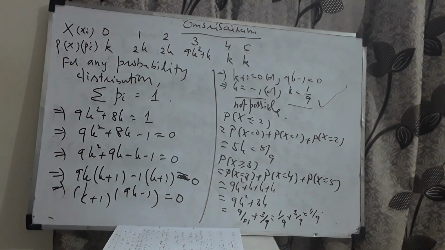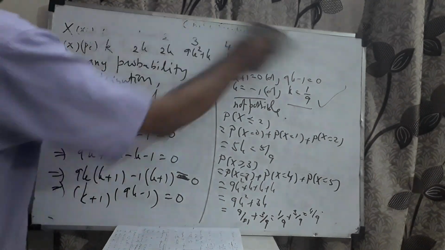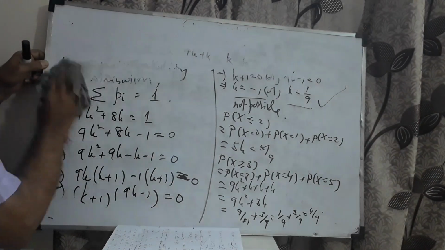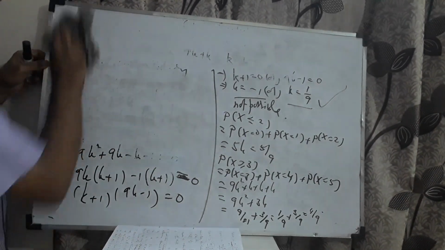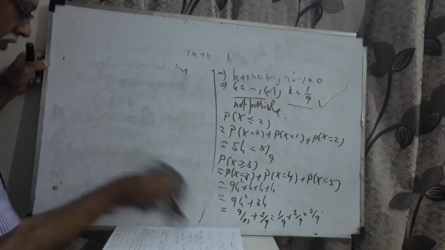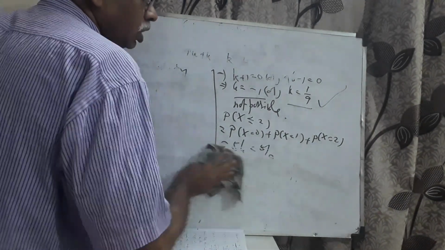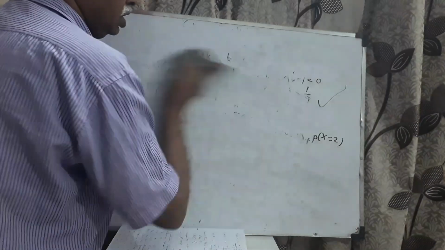I think it's clear to everybody. It's not at all a difficult problem. Just remember one basic rule in any probability distribution: the sum of probabilities is equal to 1. That is the rule to be followed. And when it's a quadratic, I'll be getting two values of k, out of which the value which is not applicable should be ruled out.